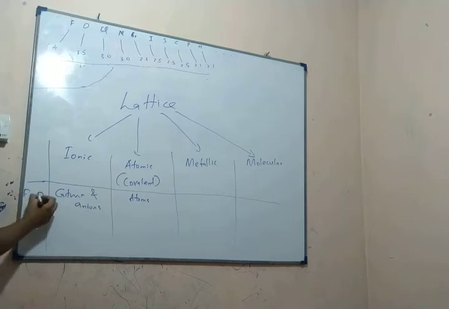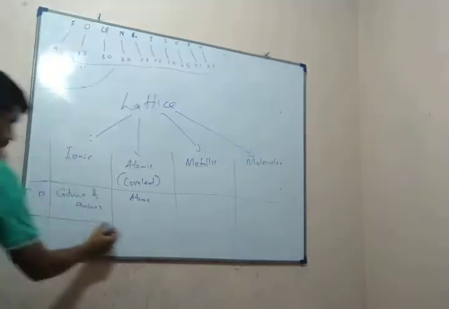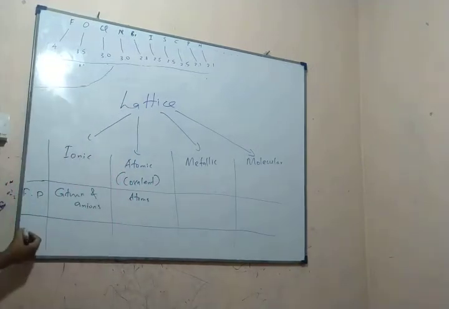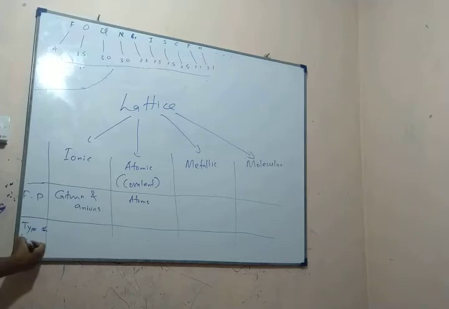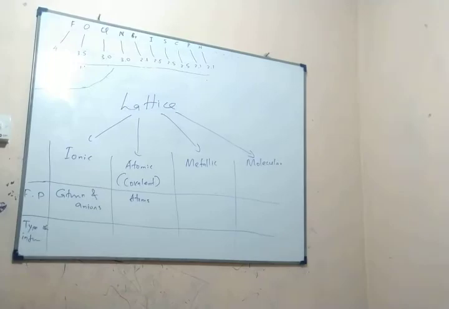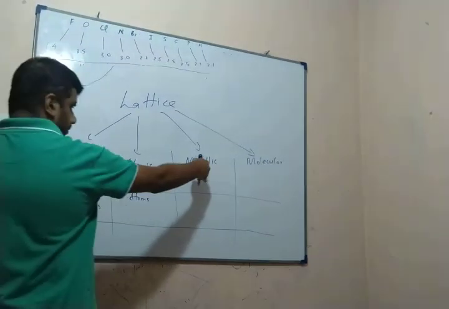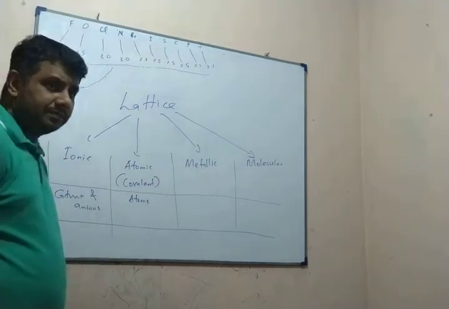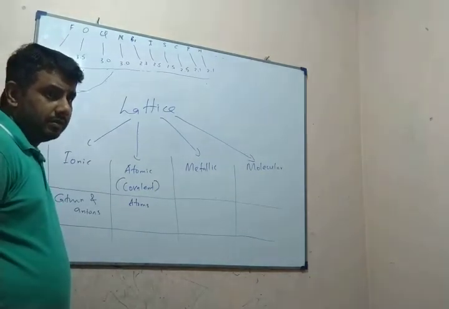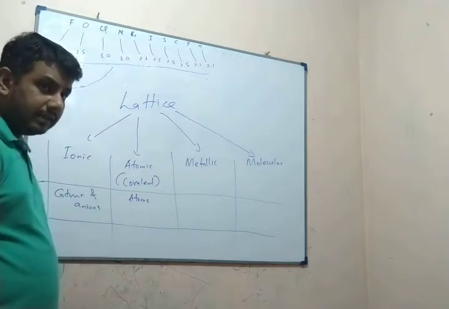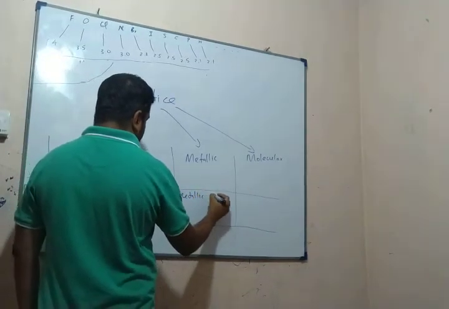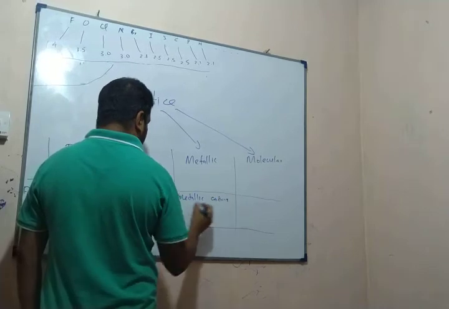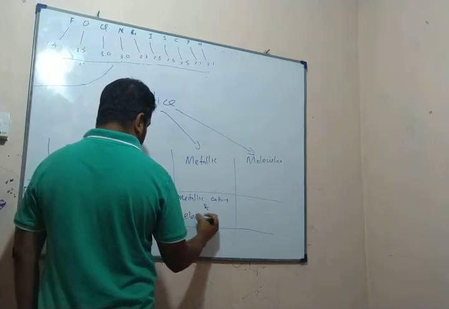Fundamental particle, next, type of interaction. Type of interaction between the fundamental particles. Fundamental particle or repeating unit. Metallic lattice, we have already discussed: metallic cations and electrons.